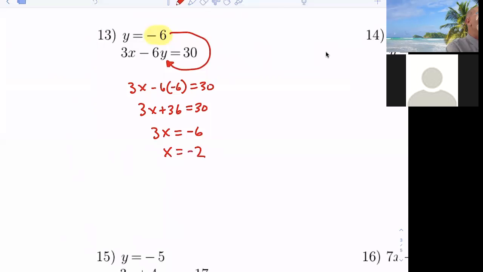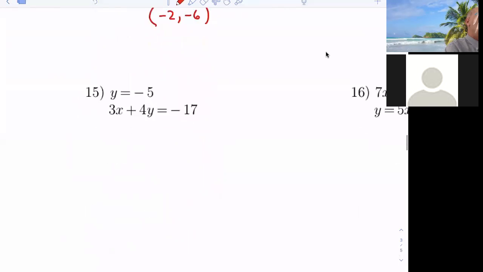Negative 2. So now do I have to find y? No, because y is already known. So my answer is negative 2 comma negative 6. All right, does anybody have any issues? I just have a quick question. So for this, would you just not want to divide? Because I've seen multiple times where you just divide everything. Yeah, you can divide by 3. I was just wondering if it would affect the outcome.